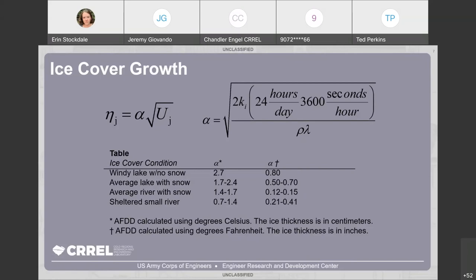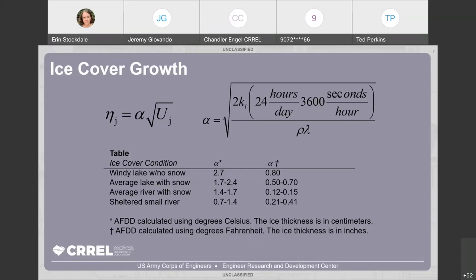So eta is proportional to the square root of u sub j, which we just defined can be approximated with AFDDs. Alpha represents the square root of those constant terms that we left by themselves, which include the thermal conductivity of ice, the density of water, and the latent heat of fusion of ice. So that's kind of a catch-all variable. So we come up with a pretty compact formula here. Eta, the ice thickness, equals alpha times the square root of AFDDs.